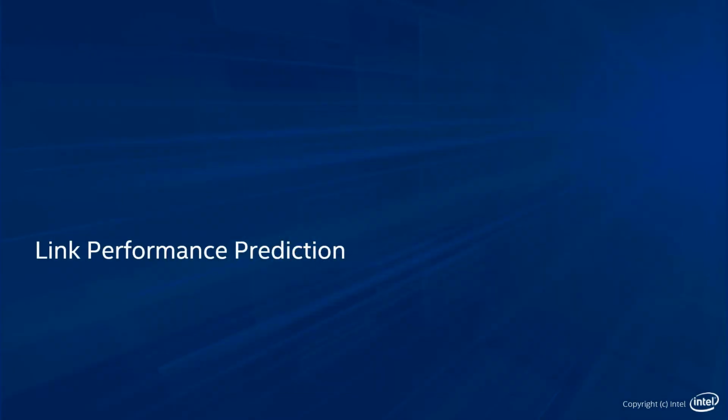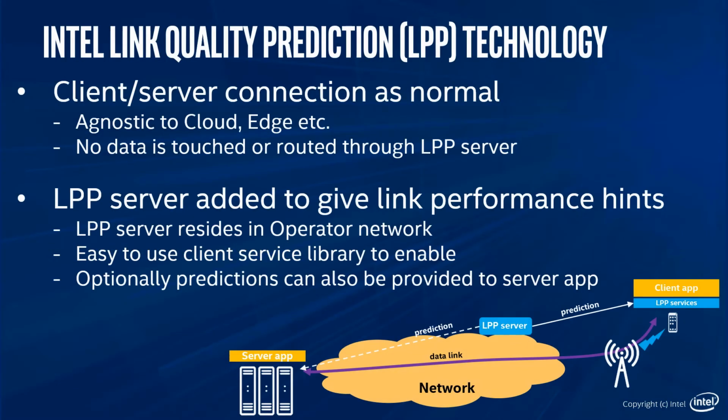Link performance predictions, or LPP, is a technology that interfaces to an operator's network and brings out quality awareness of the client's connection to the client application itself. This is both for current quality but also forward-looking predictions of the link characteristics. LPP does not by itself touch the data, and the information is provided as hints to the application so that it can decide the best actions.